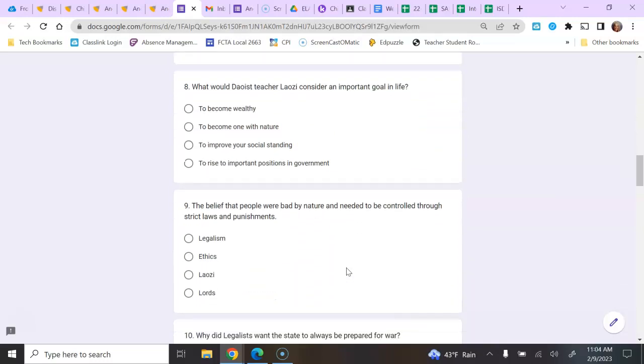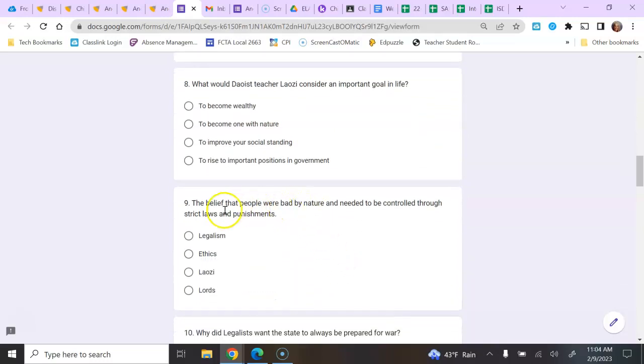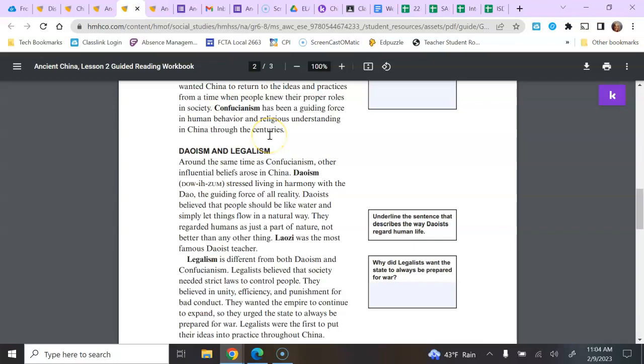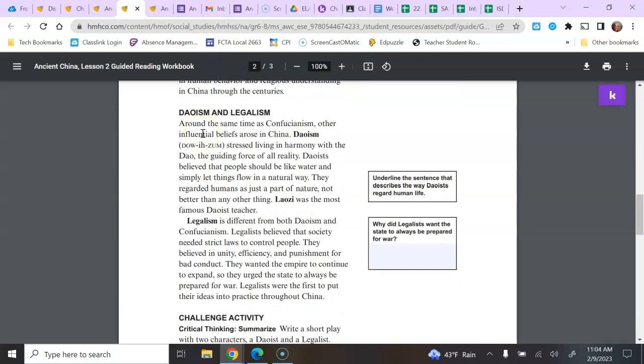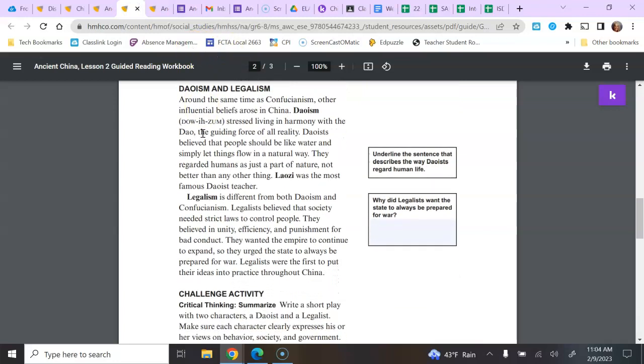Number 9, the belief that people are bad by nature and need to be controlled through strict laws and punishment. Is that legalism, ethics, lousy, or lords? So what is the belief? That's going to be in lesson number 2, also page 75, I believe it is.